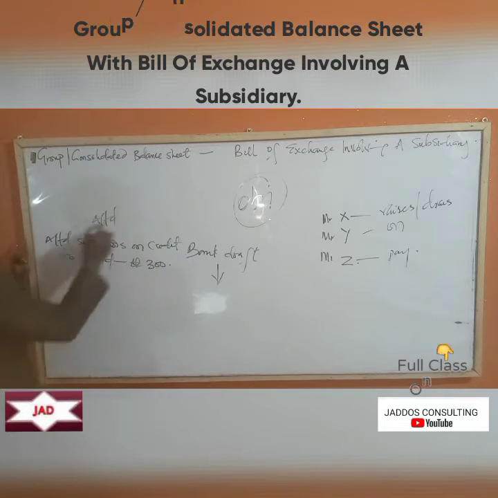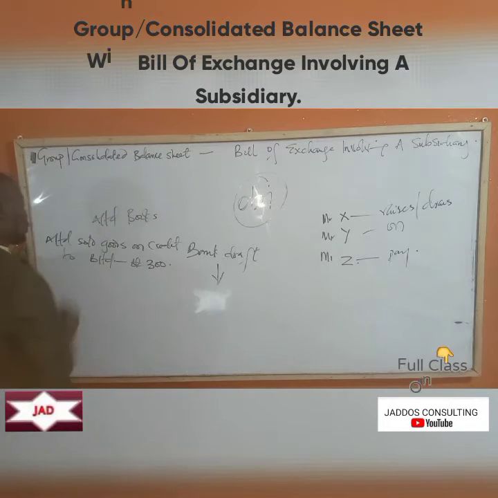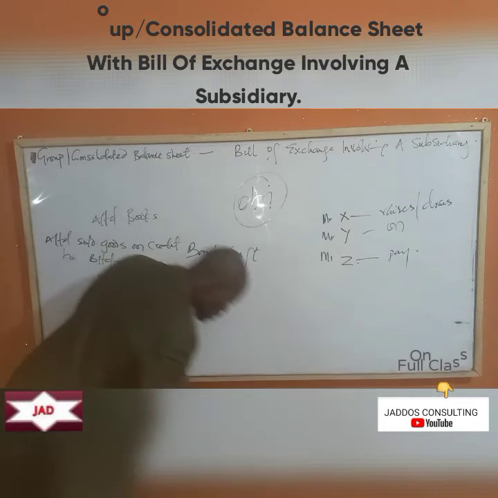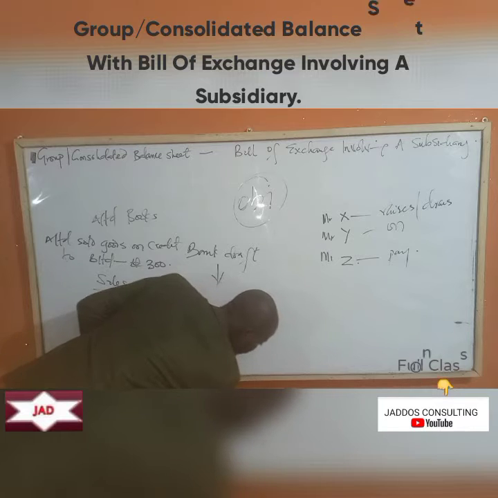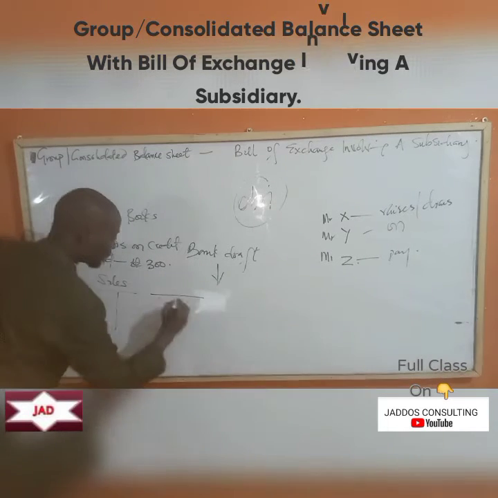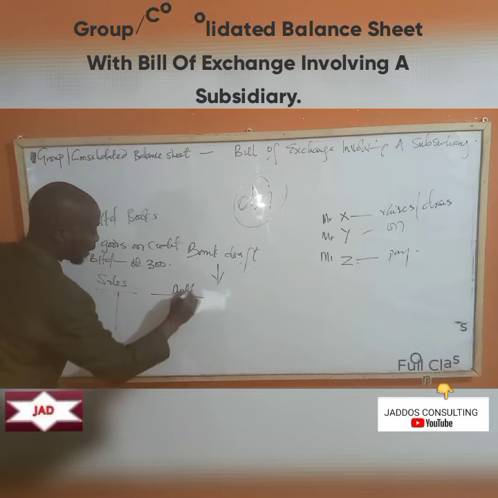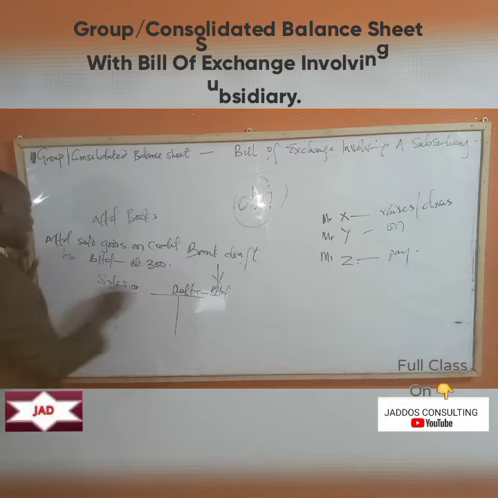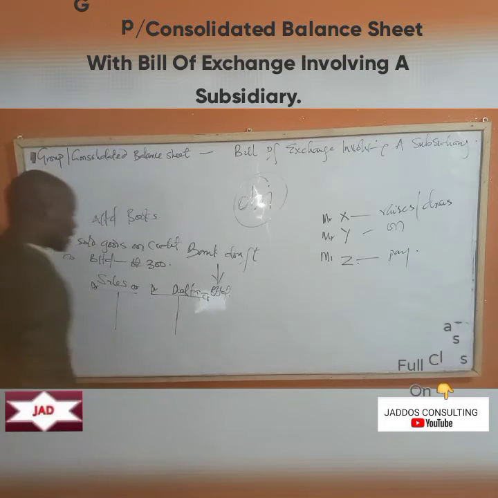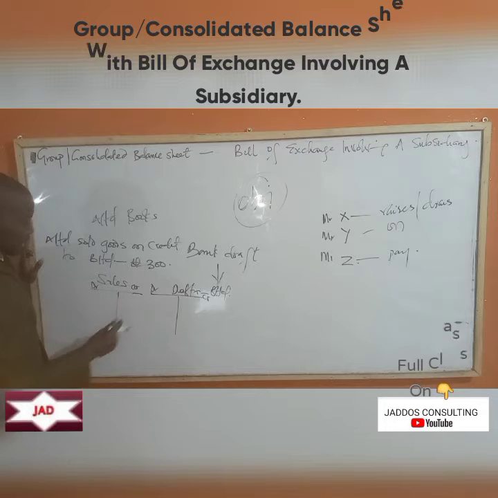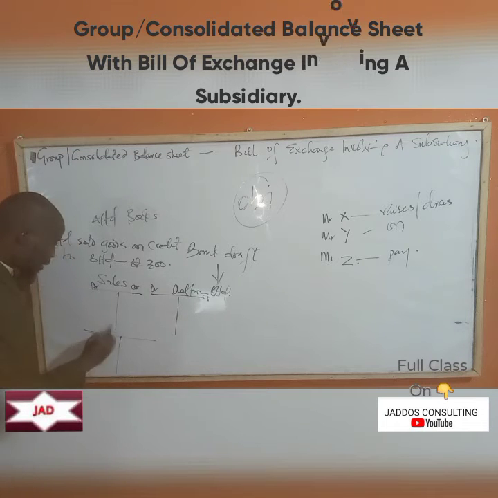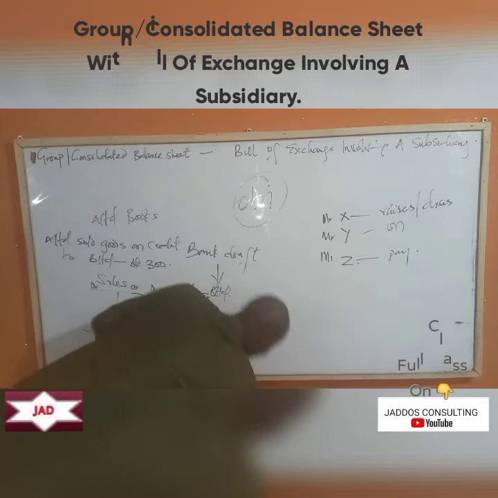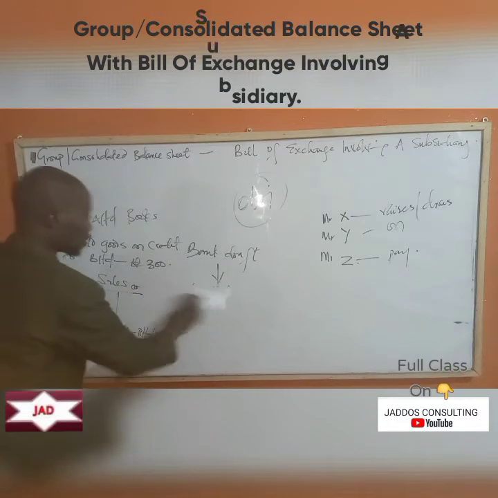So for this transaction, of course, this is A Limited's books. In A Limited's book now, we're going to have sales, and then we're going to have the debtor. Who's the debtor here? In A Limited's book, the debtor is B Limited. So you're crediting sales and debiting this guy. The debtor is B Limited. So this is the book of A Limited.